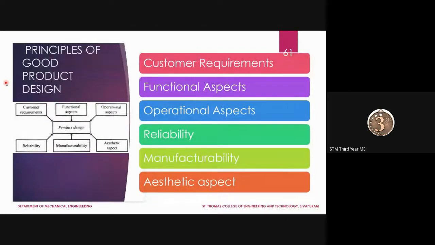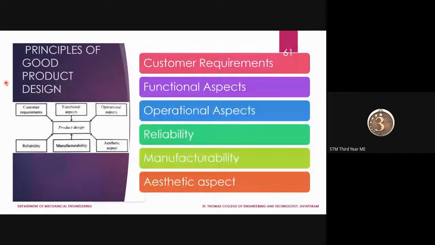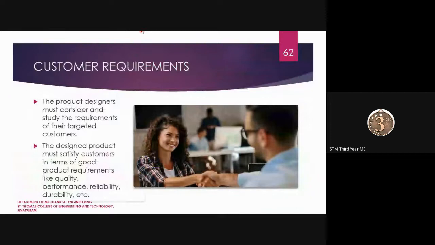Next is principles of good product design. Okay, principles of good product design. There are basically 6 principles. You can look here. So when you're writing this answer, just draw this figure. You can see here just a box diagram showing the product design and all the 6 principles around the product design. And first one is customer requirements.